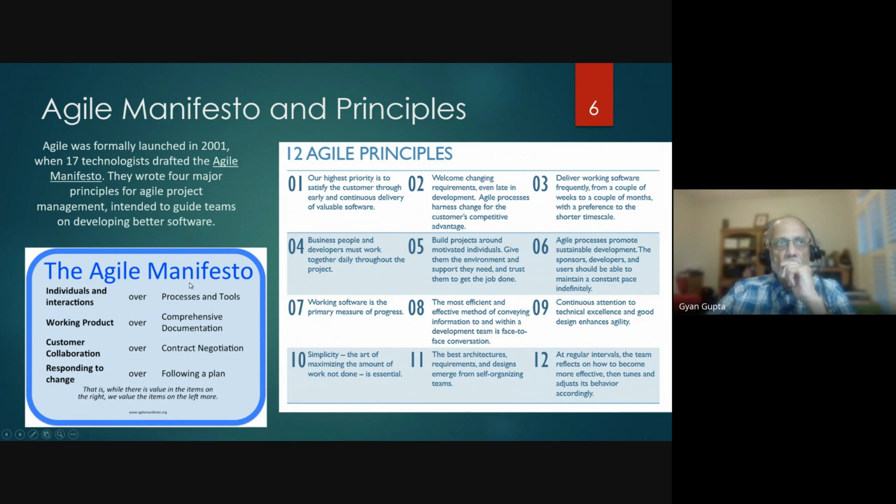So the manifesto values individuals and interactions over process and tools, right? And we're looking at the events: we have a daily Scrum, a sprint planning, and a retrospective. Those are individual interactions, right?